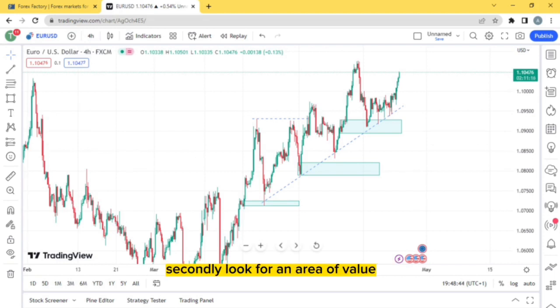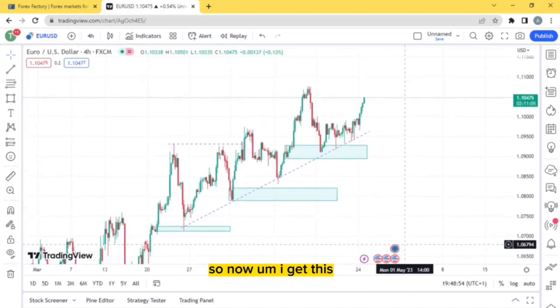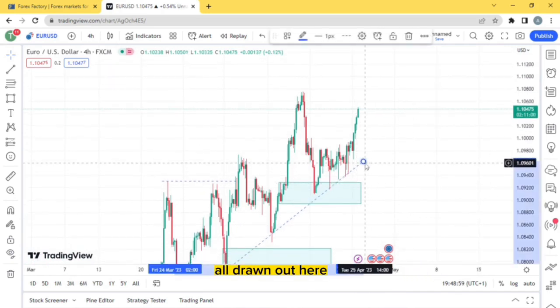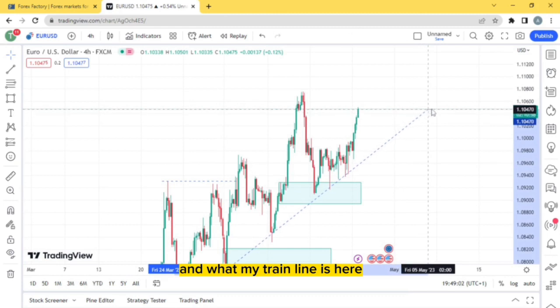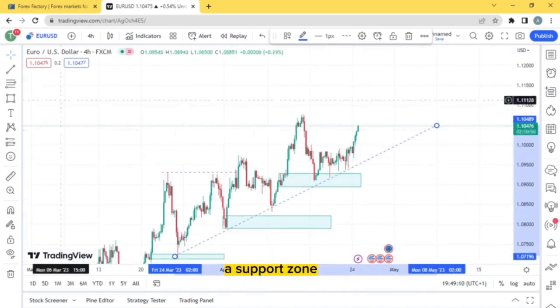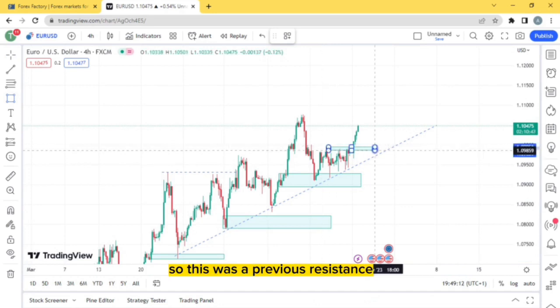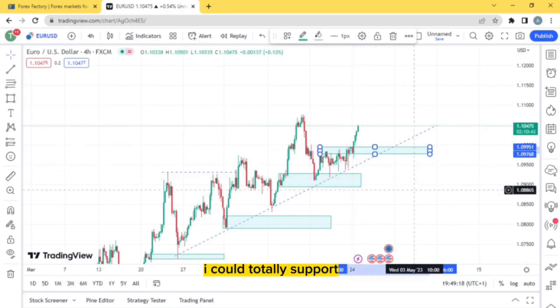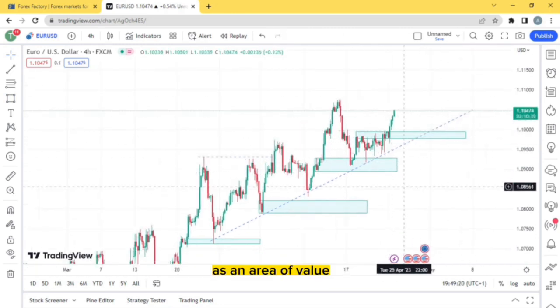Secondly, look for an area of value. Okay, areas of value include those objects I spoke about: the Fibonacci, your trend lines, your order blocks, or your moving averages, for those that use moving averages. So now market is moving to the upside. So what I'm looking for is I have my trend line all drawn out here, and I'm looking for my trend line as an area of value, or I'm looking for an order block as an area of value, or a support zone. Yes, a support zone as an area of value. So this was a previous resistance to this side that could turn to support. So I'm looking for a support zone as an area of value.